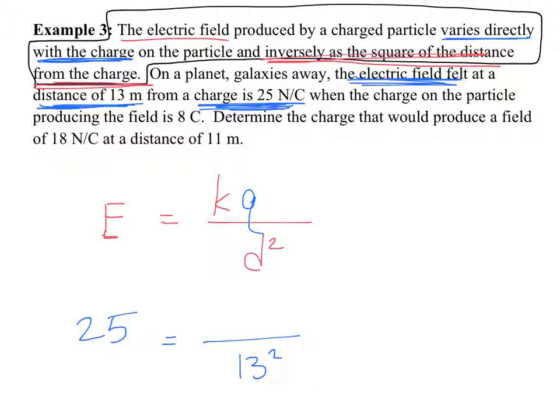Okay, so then read the last part of that sentence there. It says, when the charge on the particle producing the field is 8 coulombs. So the charge is 8, that goes in for Q. The distance from the charge is 13 meters, that goes in for d. And the field itself is 25. So you have to break down the sentence and realize what you're actually gaining from each statement. Can we get k, please?